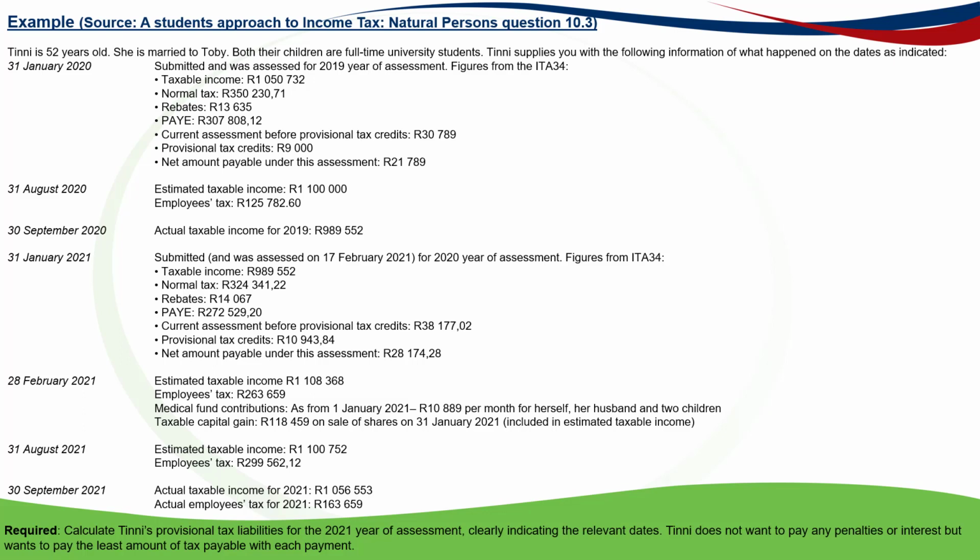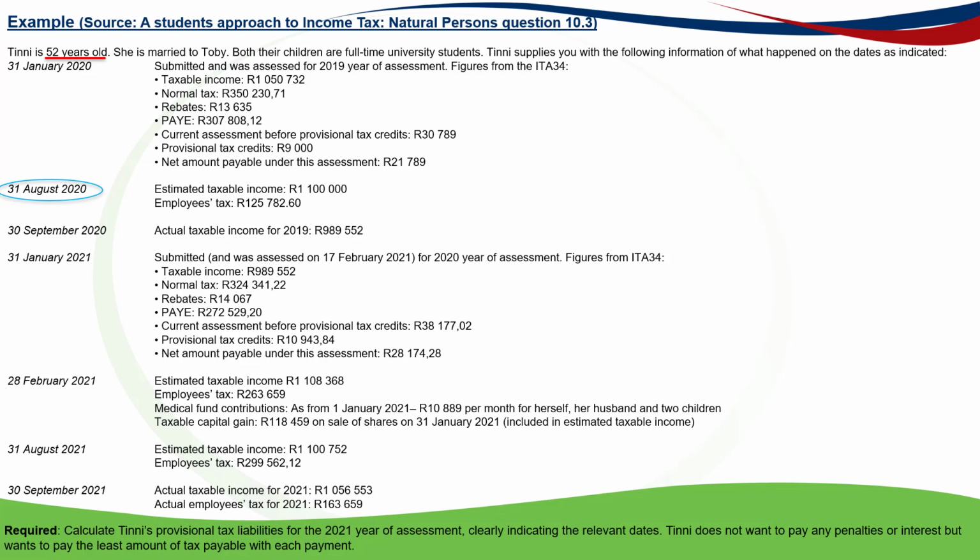The things that should have stood out whilst reading the information that is provided are as follows. The age of the taxpayer. This age should have stood out for multiple reasons if you do not know what is required. But if you know what is required like we do now, the age will be used for the primary rebate when calculating the provisional tax payments.